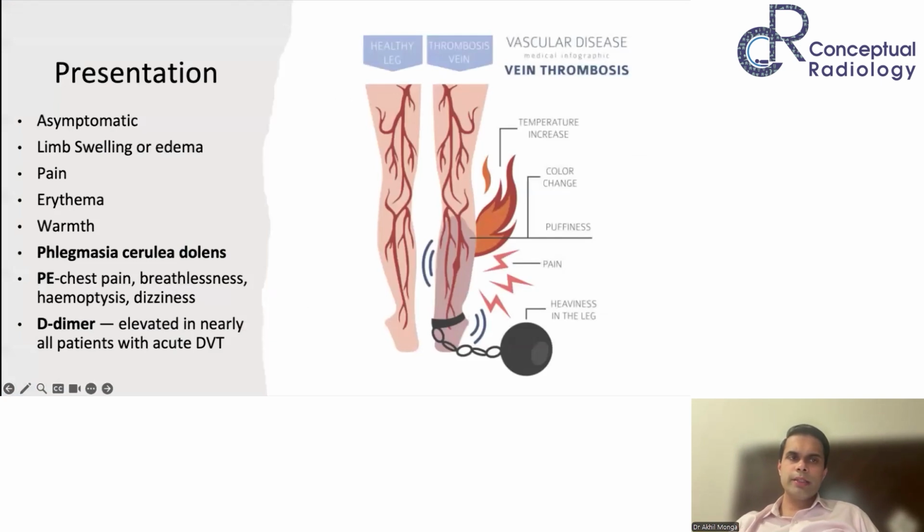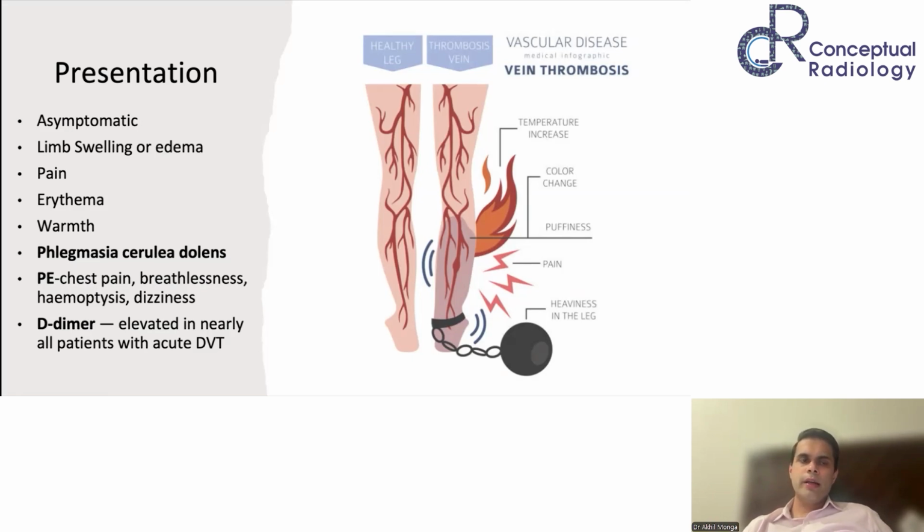Of course, the initial presentation can include limb swelling, acute onset with significant edema, pain, erythema, warmth. The very severe form is something called phlegmasia cerulea dolens, which is sometimes leg threatening because there is severe obstruction of the venous outflow and the leg starts becoming blue, with loss of sensation. Those are the forms where you really need to act aggressively, because even if the patient doesn't have any other issue, if that kind of leg is developing, we need to push the patient for thrombectomy.